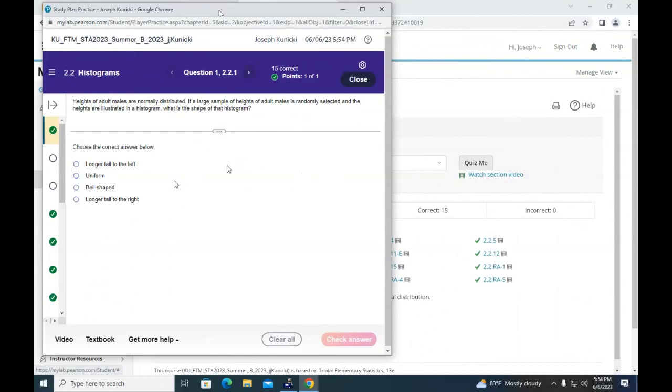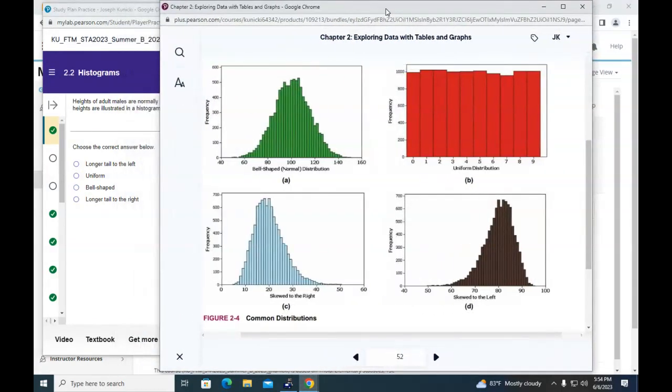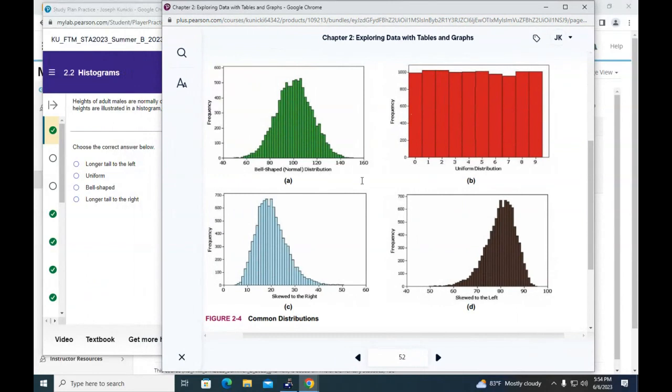Don't you remember? Which one's bell, which one's normal?